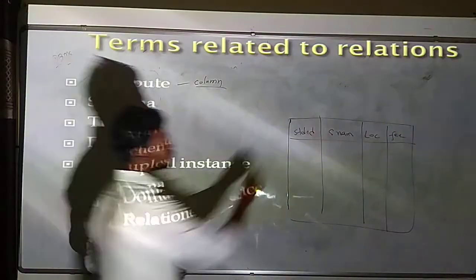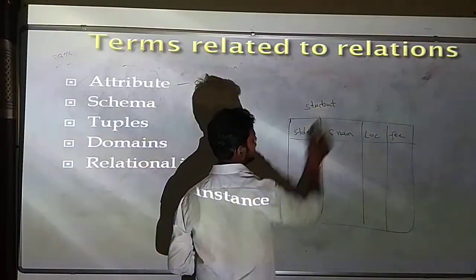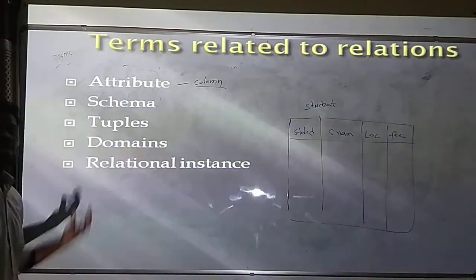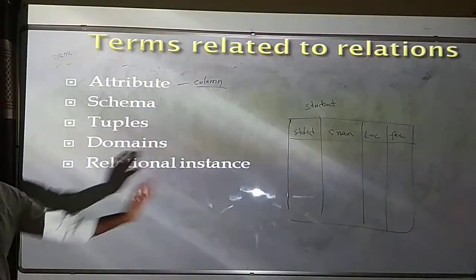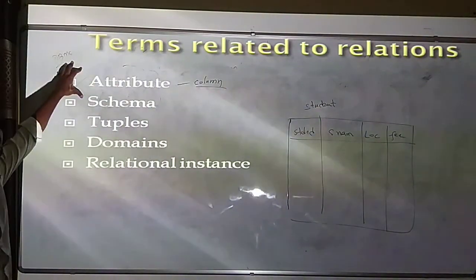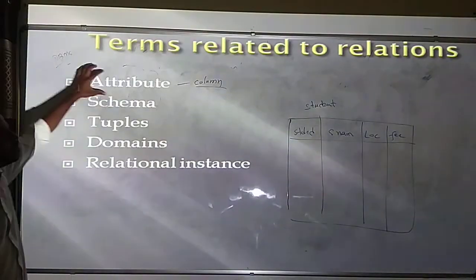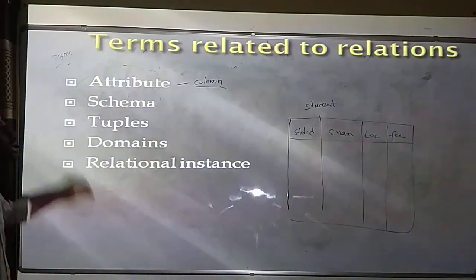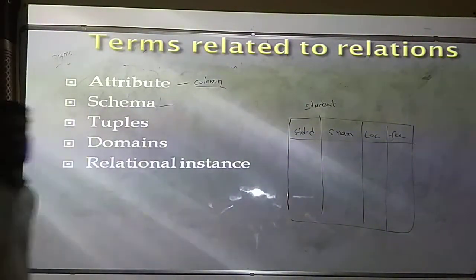So consider if student is a table, then its characteristics will be student ID, student name, student location, student fee, and student marks, etc. All the characteristics of a student will be called the attributes of the student, and these attributes are represented with the column names. Now the next terminology that you need to remember is schema.